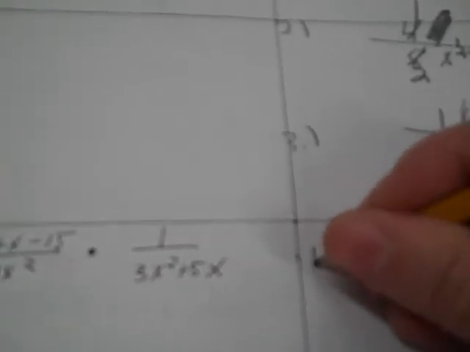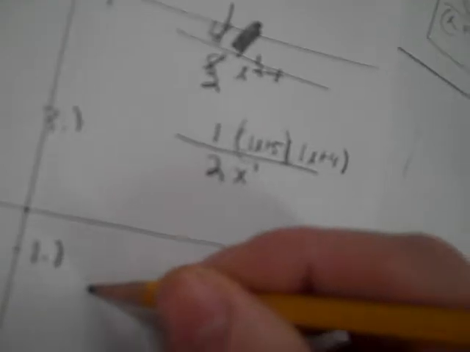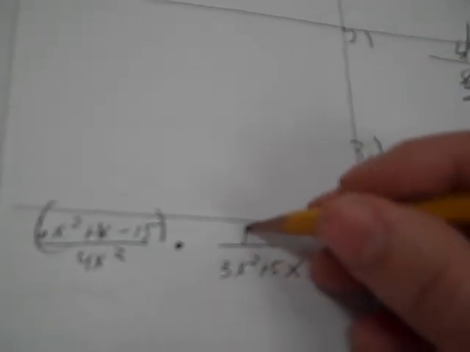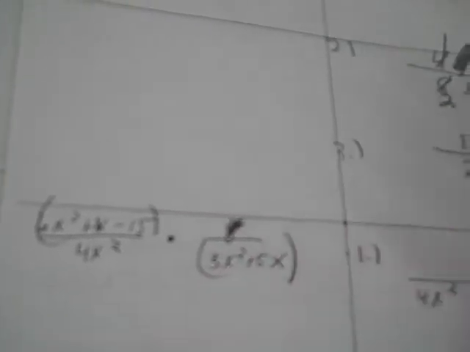Okay, next one. Put a 1 there. That goes in parentheses. This doesn't. If it's 1, I'm not going to carry it over. I'm just going to get rid of it. This carries over. This gets parenthesized because I need to check to see if these factor.